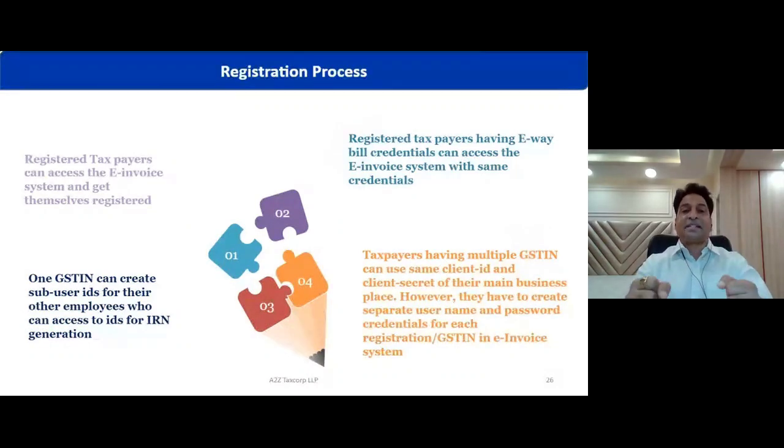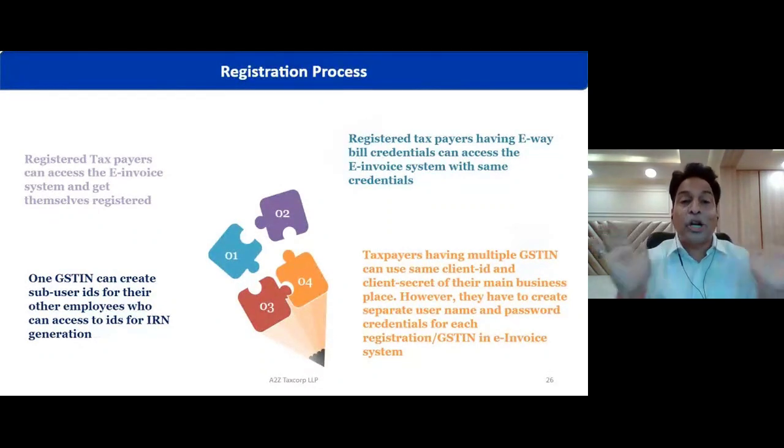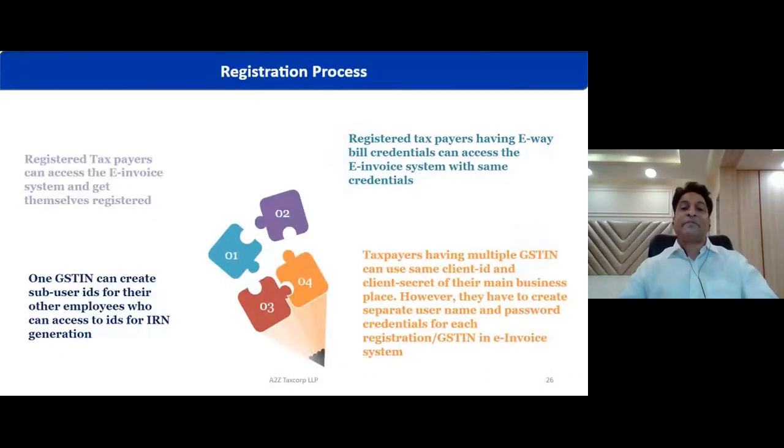And in case you find you are enabled, but you are not liable, because your aggregate turnover is less than 500 crore, kindly write back to them that I'm enabled, but I am not required to generate e-invoice. So these are the steps you can follow for the registration on the dedicated IRP.